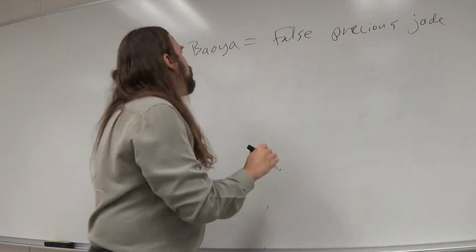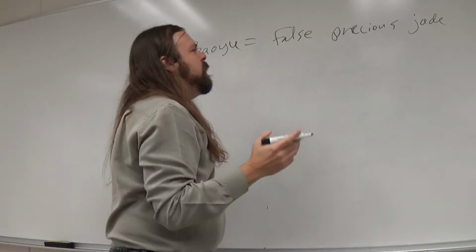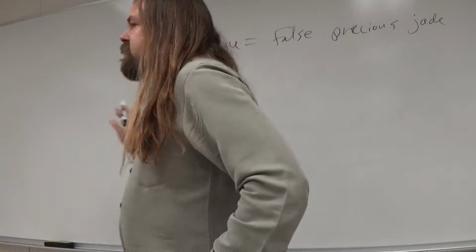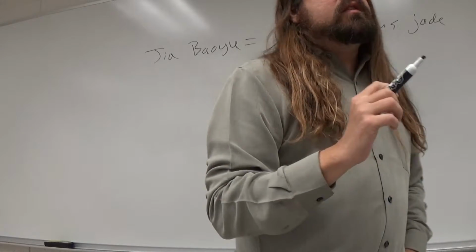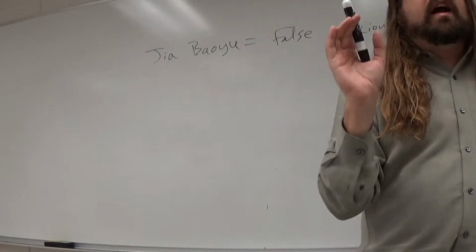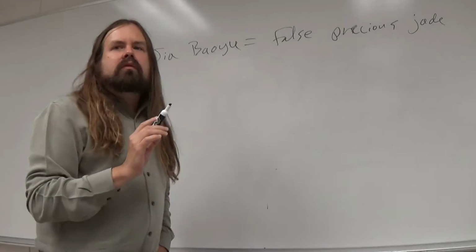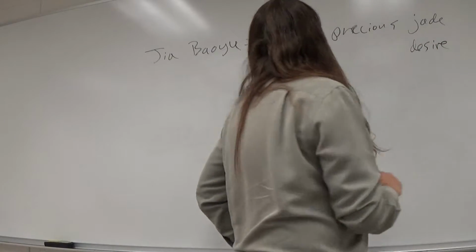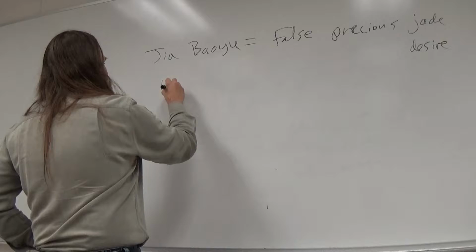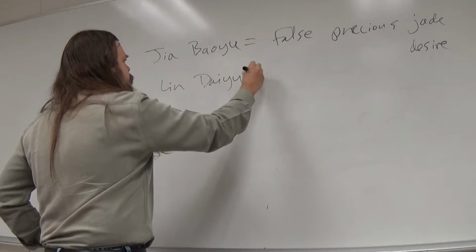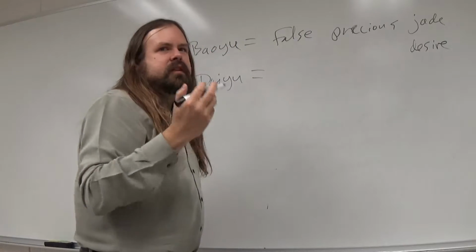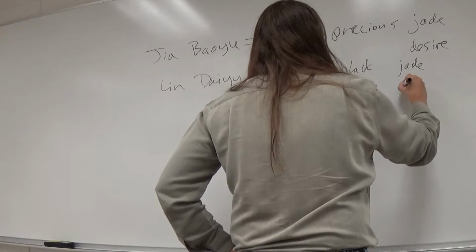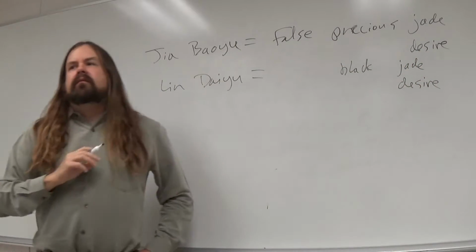Now, a lot of these names also contain Chinese language puns. Yu in Chinese means jade, but it also means, if you say it with a slightly different inflection, desire. So Jia Bao Yu is both false precious jade and false precious desire. Now, Lin Dai Yu, her name translates, I don't actually know what Lin translates to, but Dai Yu translates to black jade or black desire.